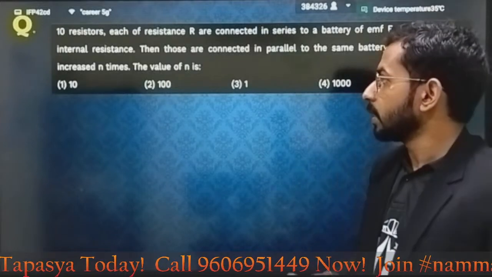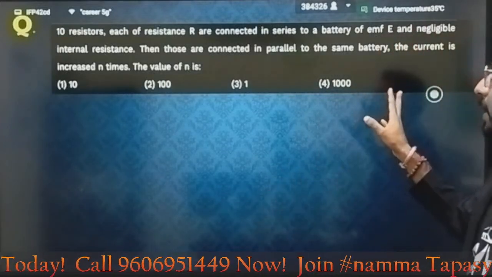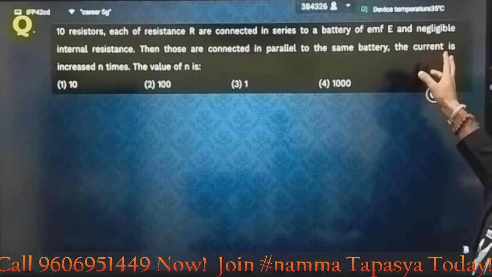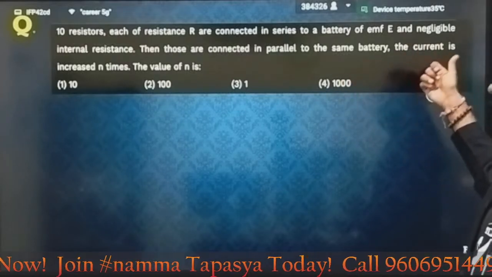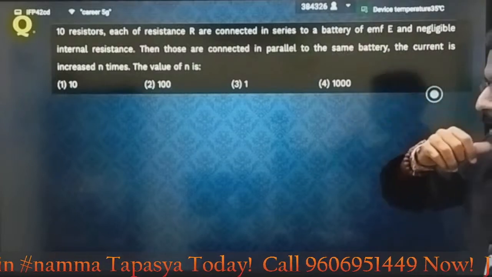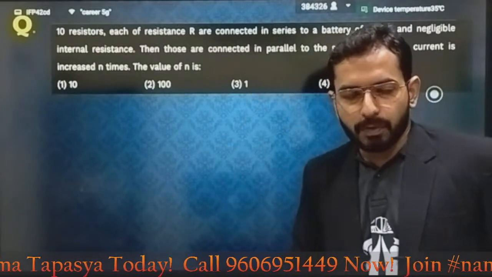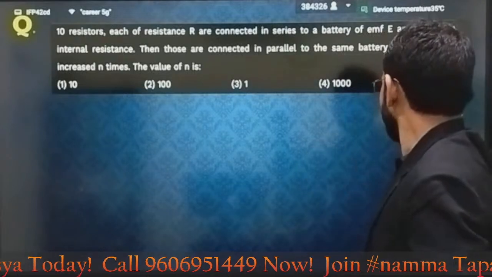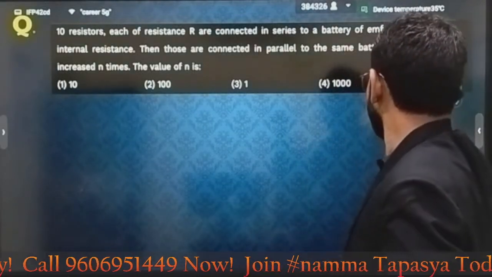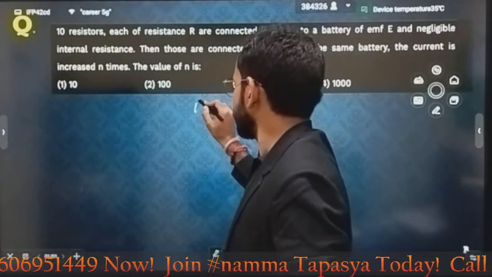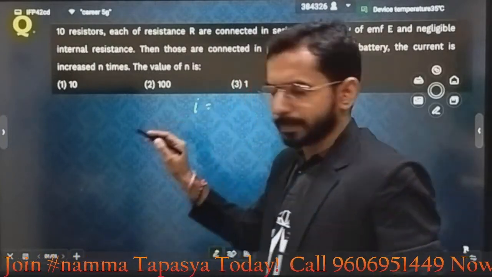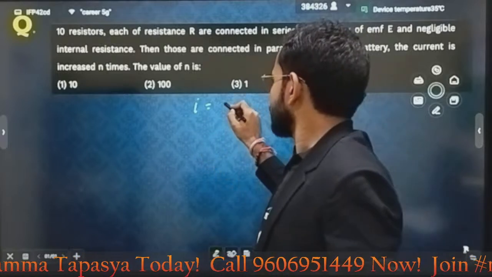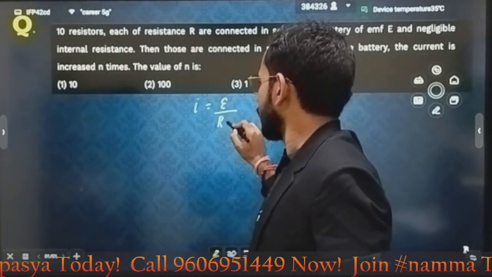See, read the question. 10 resistors, each of the resistors are connected in series to a battery of EMF E and negligible internal resistance. Then those are connected in parallel to the same battery. The current is increased n times. The value of n. For your calculation purpose, for understanding, I will write this. Whenever you are writing current, how do you write current? Tell me. Some battery EMF divided by R net.